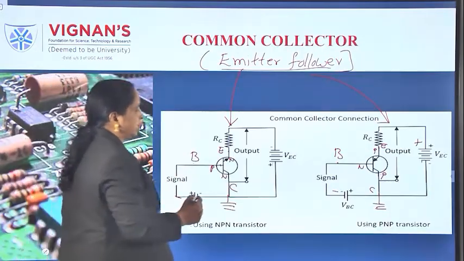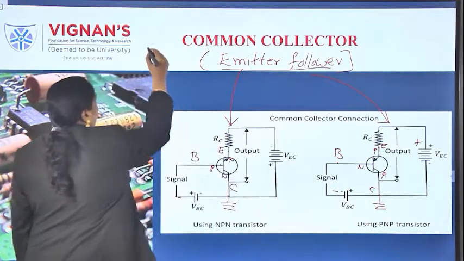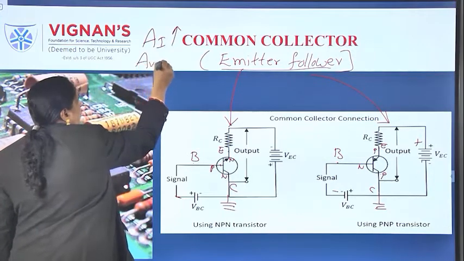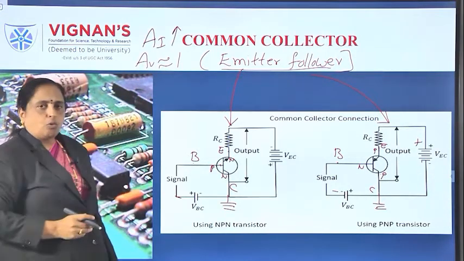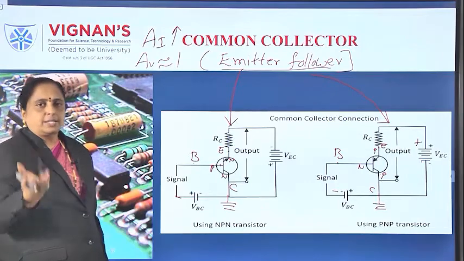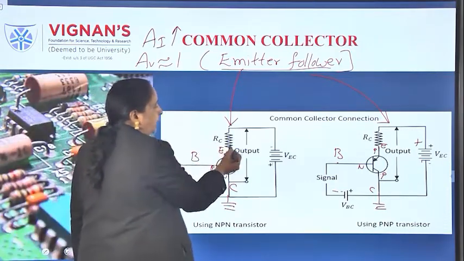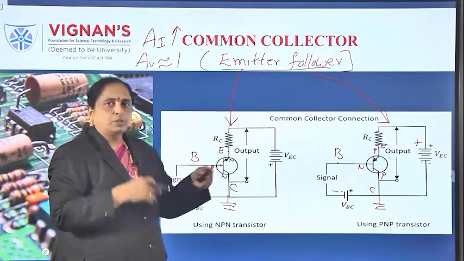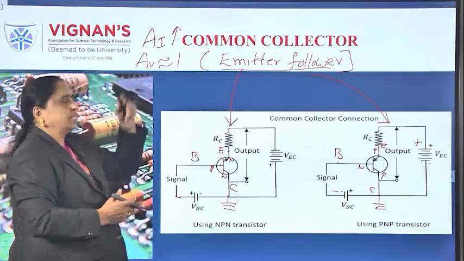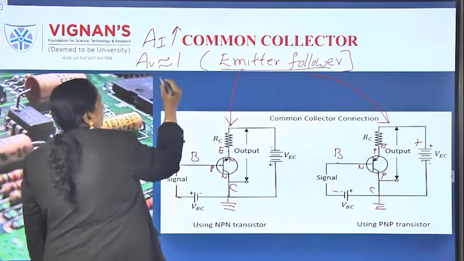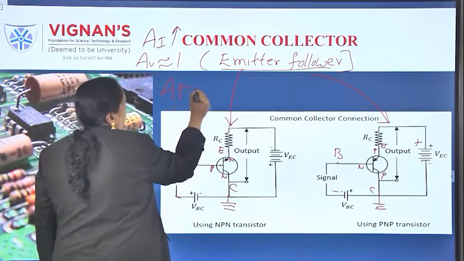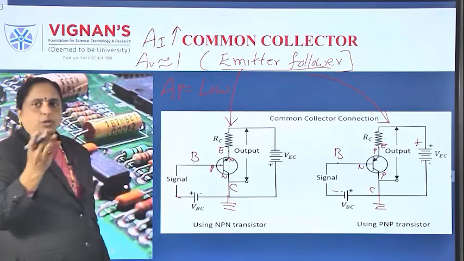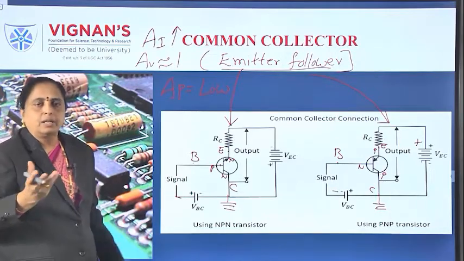The important point here is the current gain is very, very large. Here the voltage gain is approximately 1. 1 means input and output voltages are the same. Why? Because you are taking output through the emitter. Emitter acts as an input usually, and you are taking output through the emitter itself. That's why the voltage gain is equal to 1. So if you take the product, the power gain is low only. Because if you multiply AI and AV, the power gain ultimately will be a very low value.